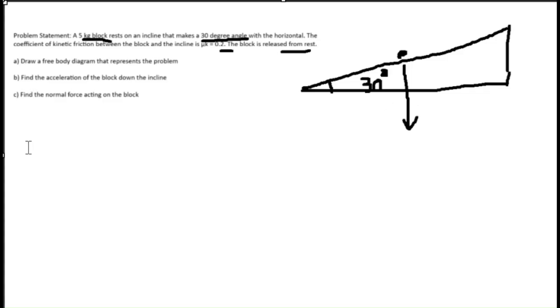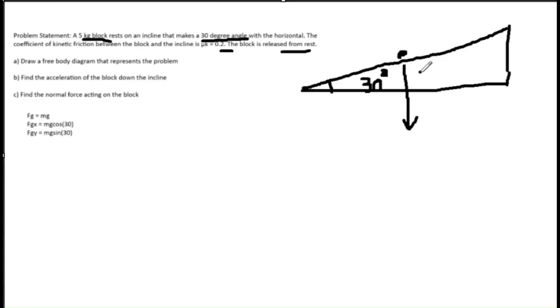As we know, force of gravity is equal to mass times gravity. The x component of the force of gravity is force of gravity times cosine theta, or in this case 30, and the y component would be mass times gravity sine theta. So let's plot them out.